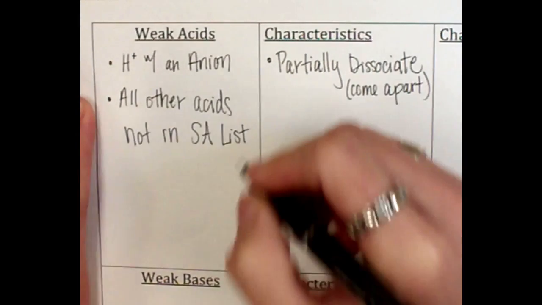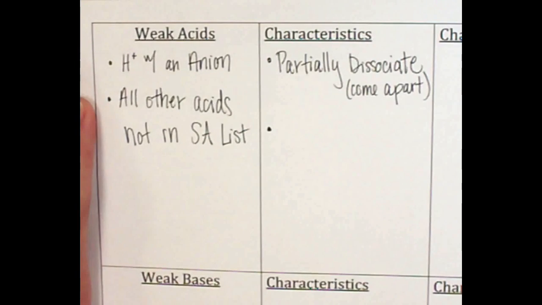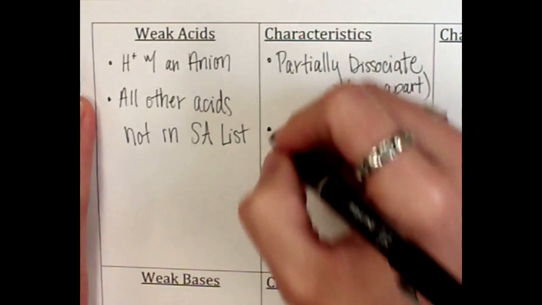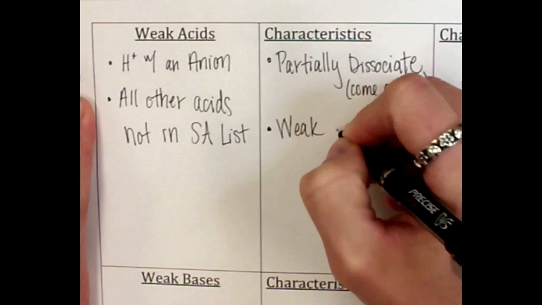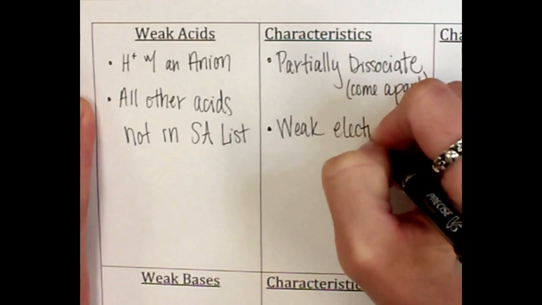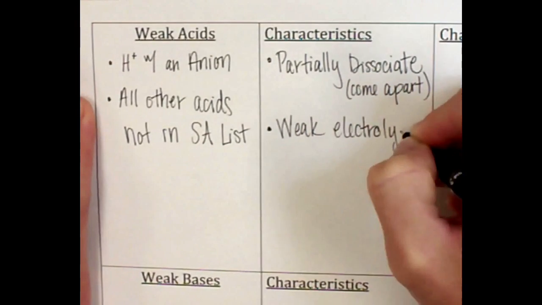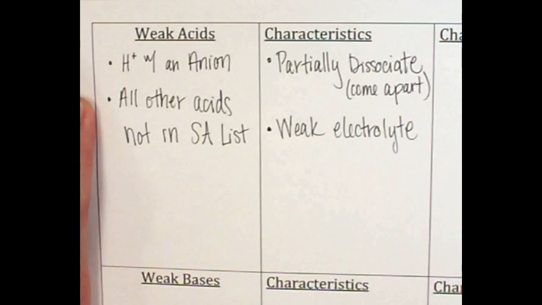The next thing that you need to know about a weak acid is that it's a weak electrolyte. Do you remember what an electrolyte is? Those are the solutions that have ions in them so they can conduct electricity. Okay, so it can't conduct electricity very well, but it still will.